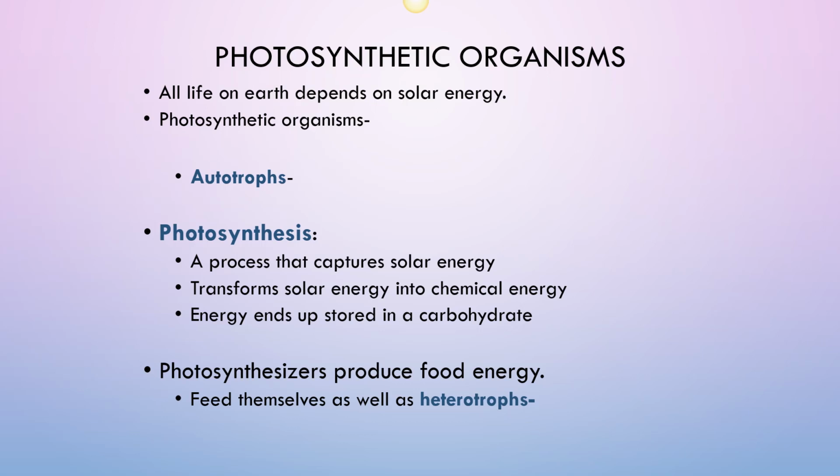Photosynthesis is a process that captures solar energy, transforms the solar energy into chemical energy, and then that energy ends up stored in a carbohydrate or a sugar. Photosynthesizers produce food energy. They feed themselves as well as heterotrophs. Heterotrophs are organisms that eat other organisms in order to survive. So an autotroph is going to make their own food, but then they also provide a food source for the heterotrophs.